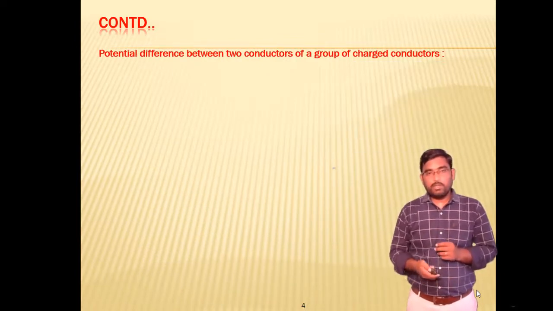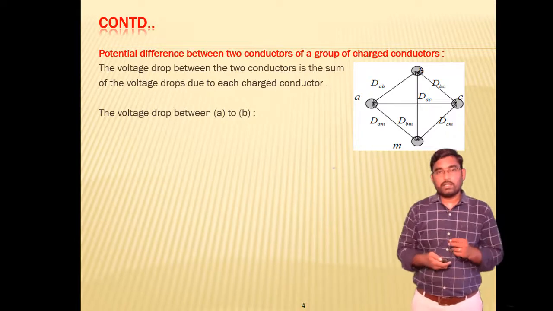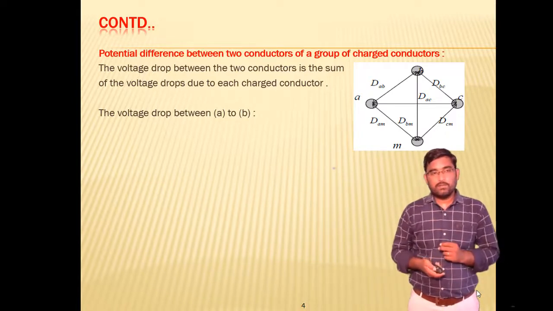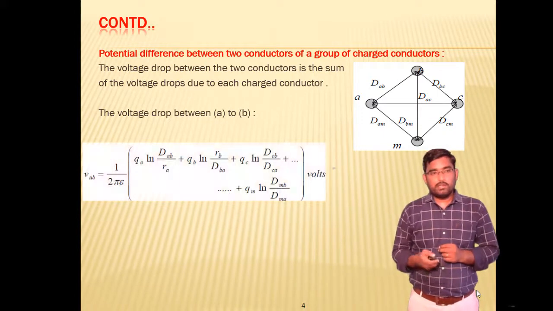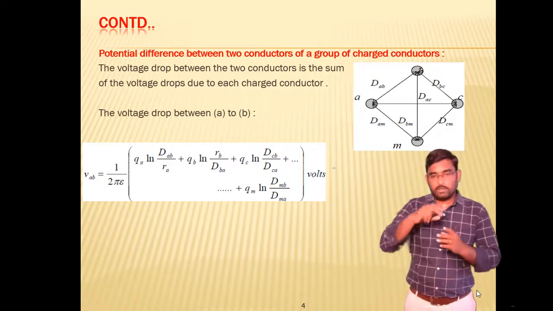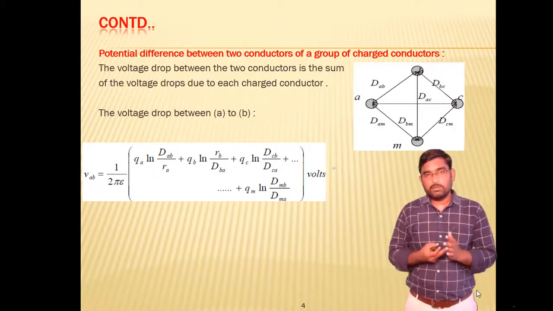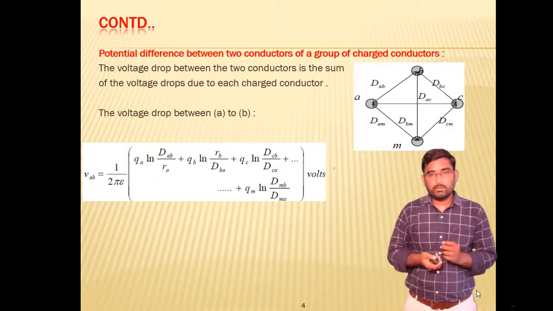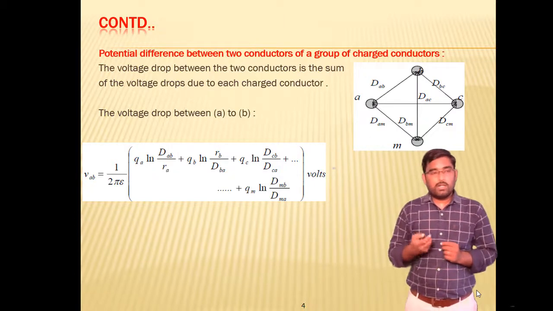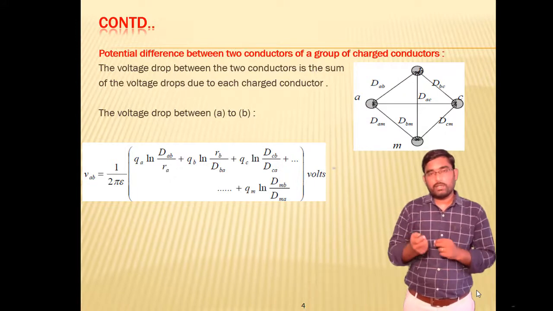Now, let us see the potential at a conductor due to a group of charged conductors. See here, we are taking A, B, C and up to some M conductors. The distances are DAB, DBC, DCM and so on. If you write the potential difference between conductor A and conductor B, then by applying the same thing, writing field intensity and integrating, you will get the potential. Here, the potential difference VAB equals 1 by 2 pi epsilon, QA, the charge of conductor A, into ln of DAB by RA, where RA is the radius of conductor A and DAB is the distance between A and B.